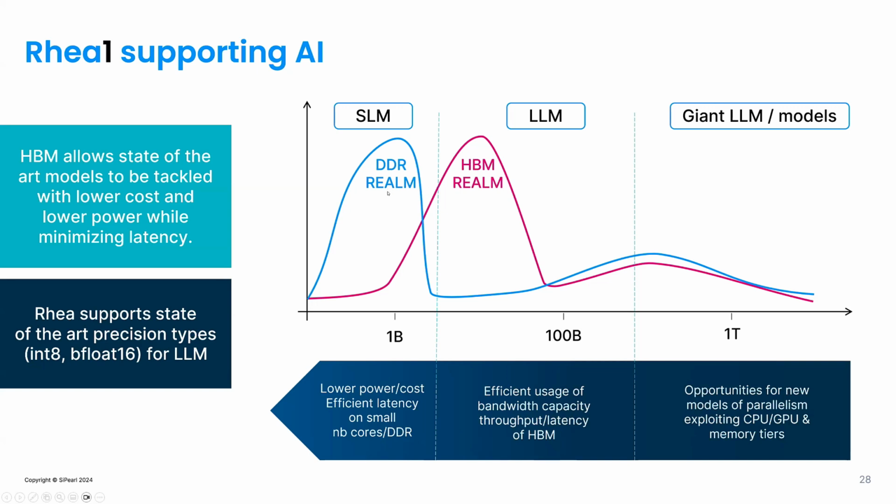However, the moment that we increase the parameters, we go into the LLM realm. Well, we see a sweet spot for the HBM. But in other words, using RIA 1, we are able to address both SLM and LLM. However, when the number of parameters increases, it is wiser to use a model that can exploit CPU and GPU together.